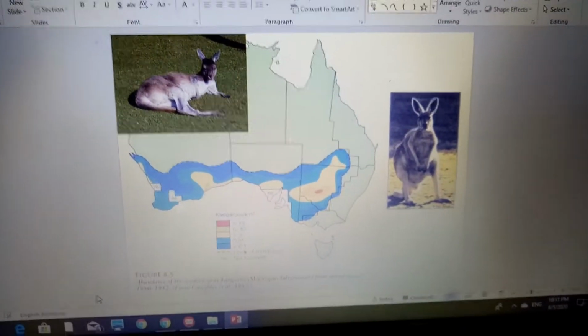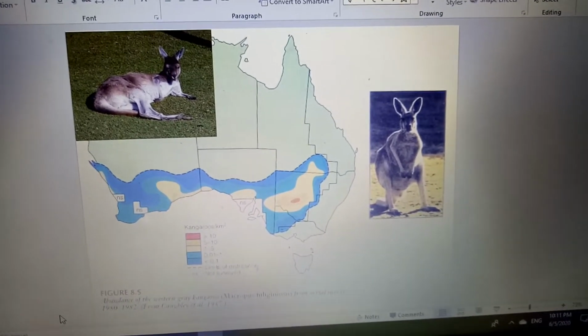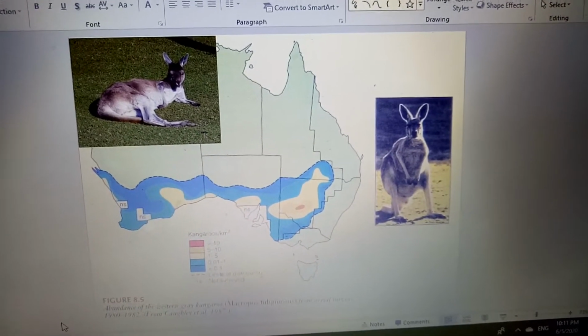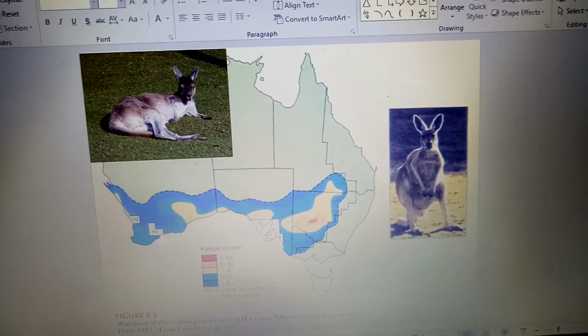This is just an example. I think we discussed this last time about a kangaroo, the western grey kangaroo, which is located in Australia.